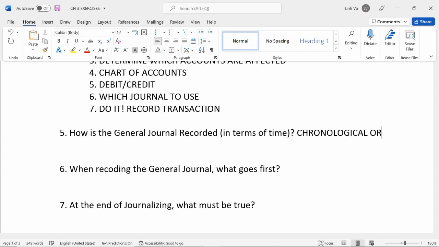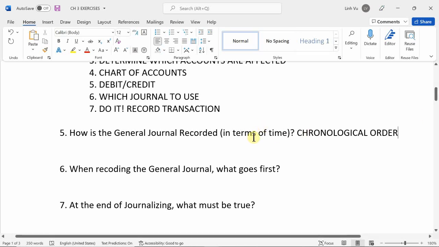Chronological order. Okay? Meaning it has to be in the sequence by the date. So if I put something that's February 1st, I better not put anything January 10 right under it. It has to be January 10, January 30th, February 1st. So it has to be in chronological order. So that's in reference in terms of time.